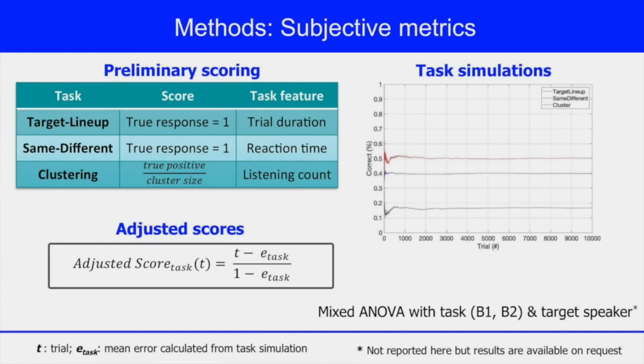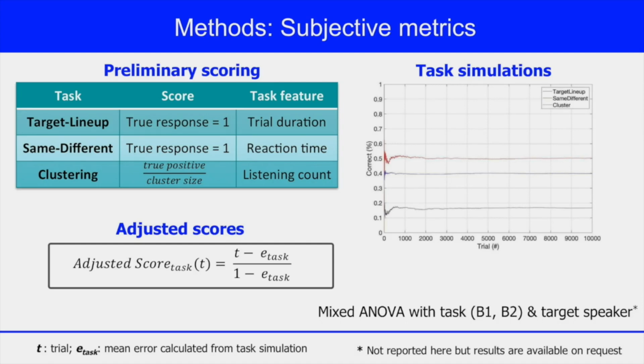As the number of stimuli per task differed, it was important to establish a baseline with which to compare participant performance. For each task, we performed multiple simulations of randomly selecting the correct response over 10,000 trials. The figure on the right illustrates our findings, where the TL task yielded 16% correct responses, the SD task yielded 50% correct responses, and the cluster task yielded 46% correct responses. We took these simulated calculations per task into account to calculate an adjusted score.